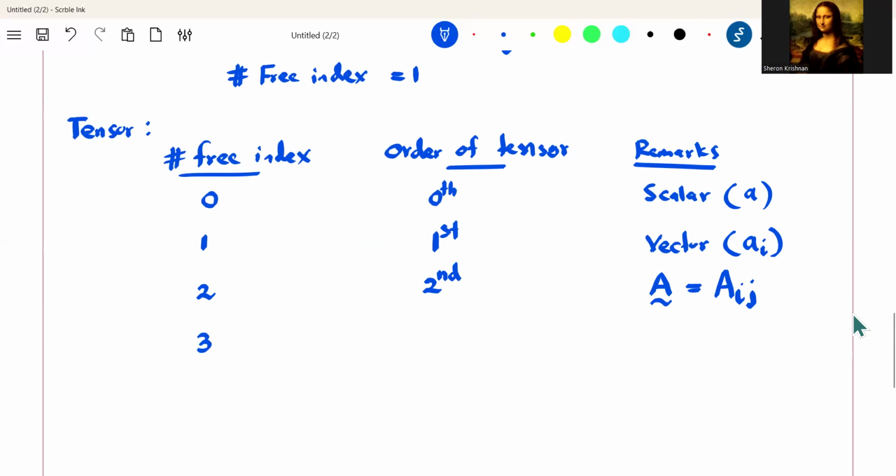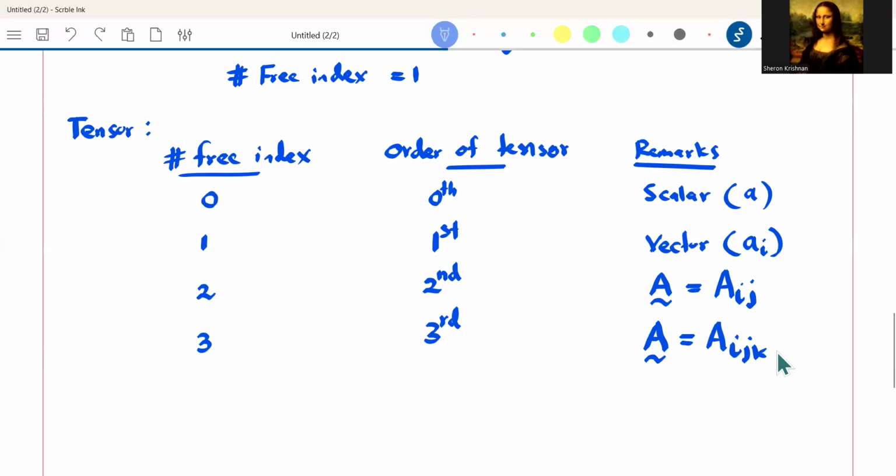Similarly, if you have three free indices, that is called a third order tensor. Again, this we also represent by the same uppercase letter with tilde. Here you need three free indices, that means I, J, K. Again, I am telling you, this free index is a dummy index. You can represent it by any letter, M, N, or P, Q, R, anything. You can change it to anything, but not the same.